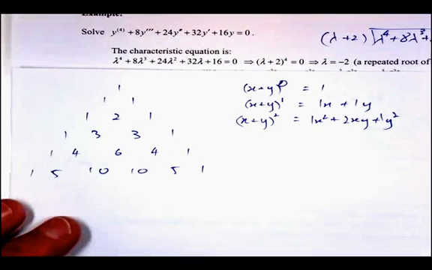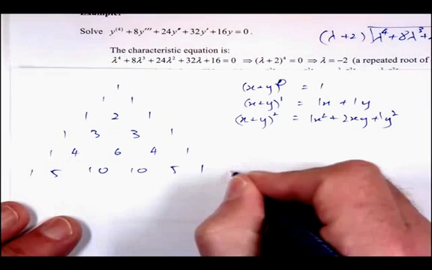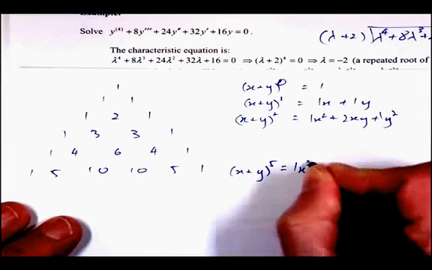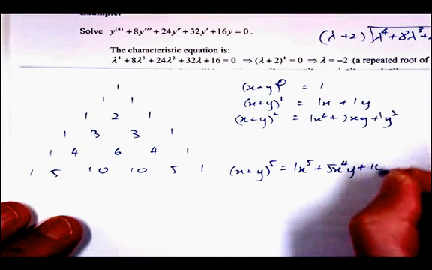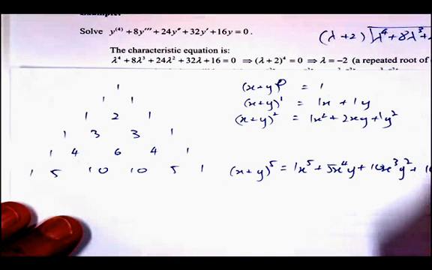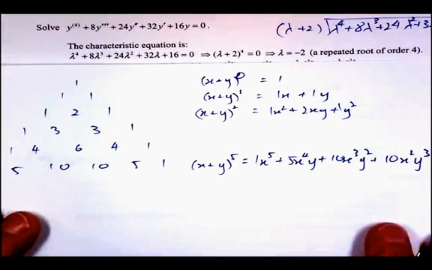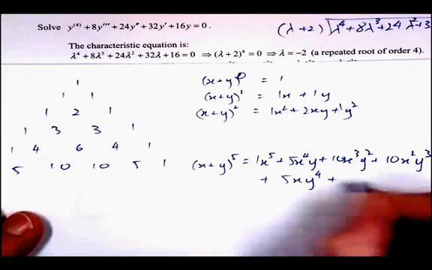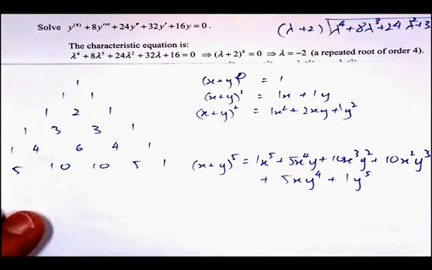So without having to make all of the multiplications, we could come straight down here and say x plus y to the 5 is 1x to the 5 plus 5x to the 4y plus 10x cubed y squared plus 10x squared y cubed plus 5xy to the 4th plus 1 y to the 5, without having to do all of the multiplying out.